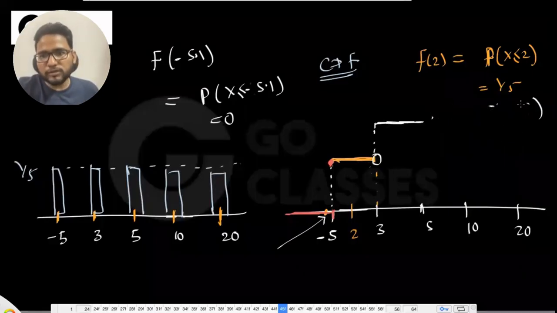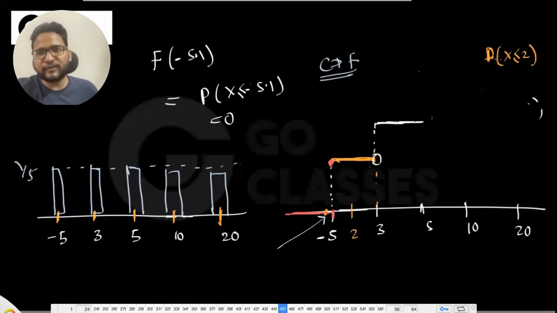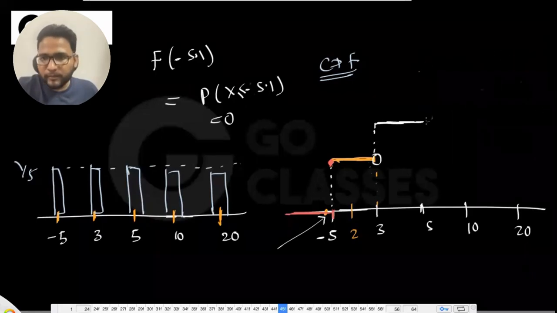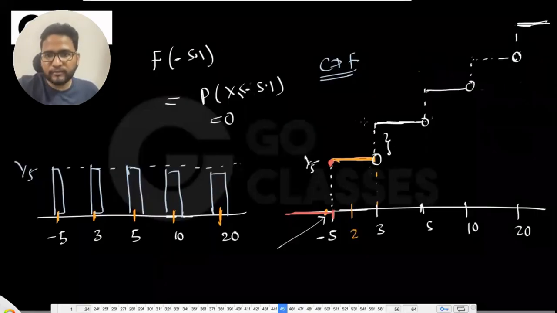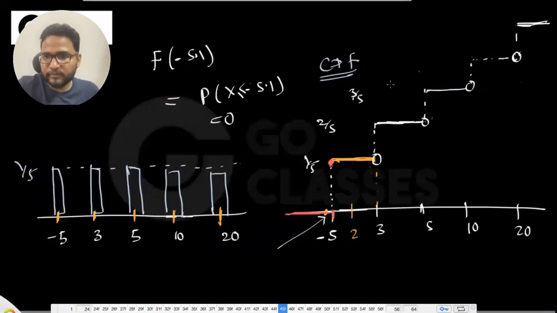Then at 5 also it will make a jump, and then at 5 it will be 3/5. I'm not calculating it again and again, but at 5 it will make a jump, and it is 3/5. Then at 10 it will again make a jump, and then it will be 4/5. And then at 20 it will make a jump, and then it will be 5/5. So this gap is 1/5, because we are adding 1/5 at this point. This much detail is not needed, but this is 2/5, this is 3/5, this is 4/5, this is 5/5. I mean, this is 1.